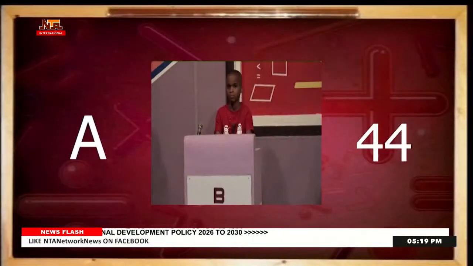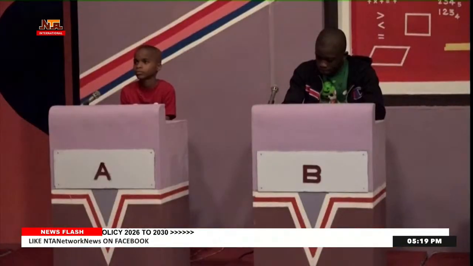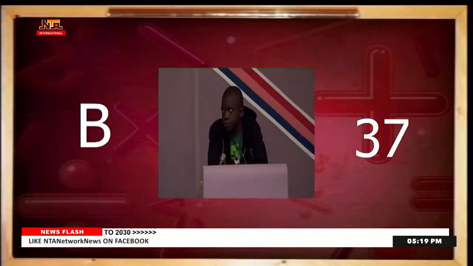The results are in for our final stage of the competition, and this is how they performed. Contestant A scored 44 points. And contestant B scored 37 points. And that simply means that we have a winner on today's outing here on Work It Out. We will be giving them their prizes in just a moment. Join us again.